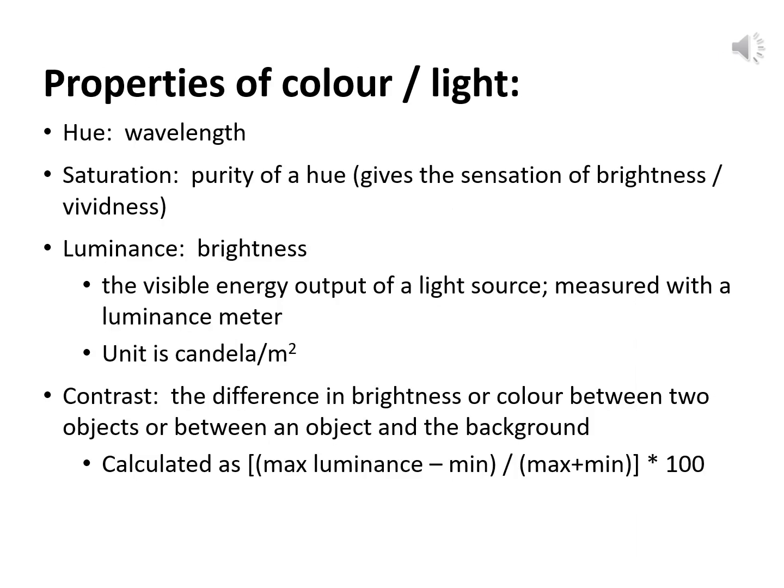For light within the visible spectrum, besides their wavelength, they are described by a few other properties. The wavelength gives light its color, which is also called hue. Saturation refers to the purity of a hue. That is, whether there are several wavelengths mixed or a single wavelength only. Saturation gives a sensation of brightness or vividness to a color, with a pure saturation seeming more bright.